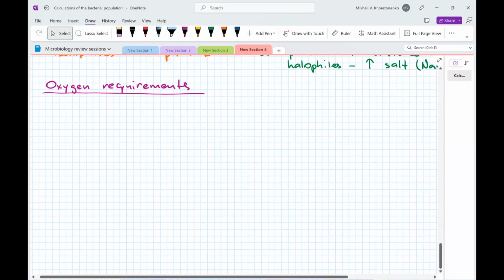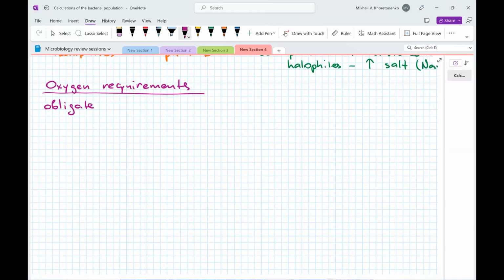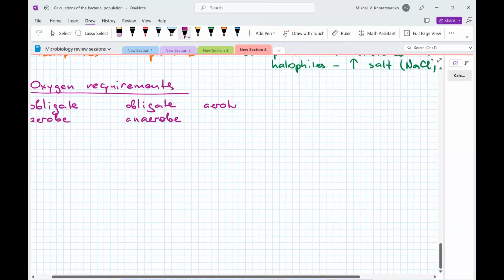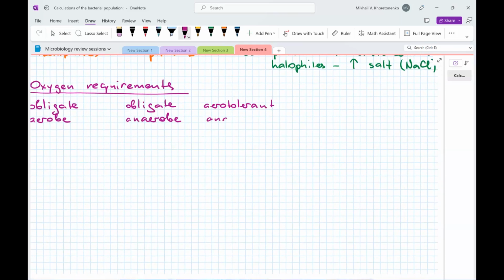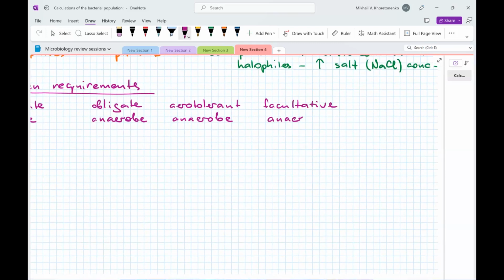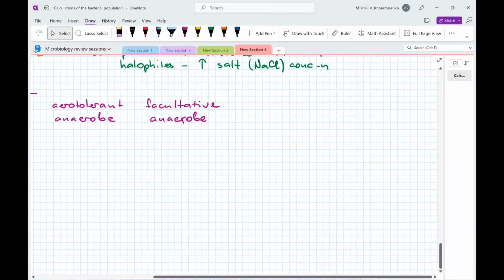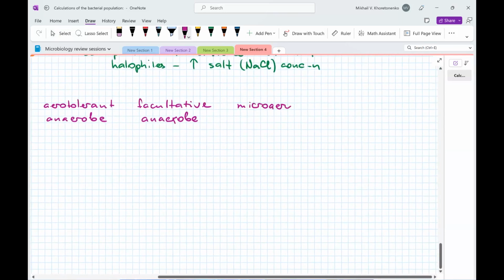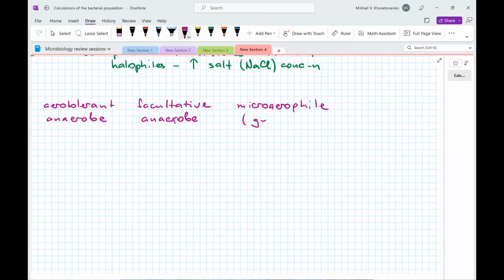So, oxygen requirements. 5 categories. I'm going to put them here: obligate aerobe, obligate anaerobe, air tolerant anaerobe, facultative anaerobe, and microaerophile, which is also called the Goldilocks.